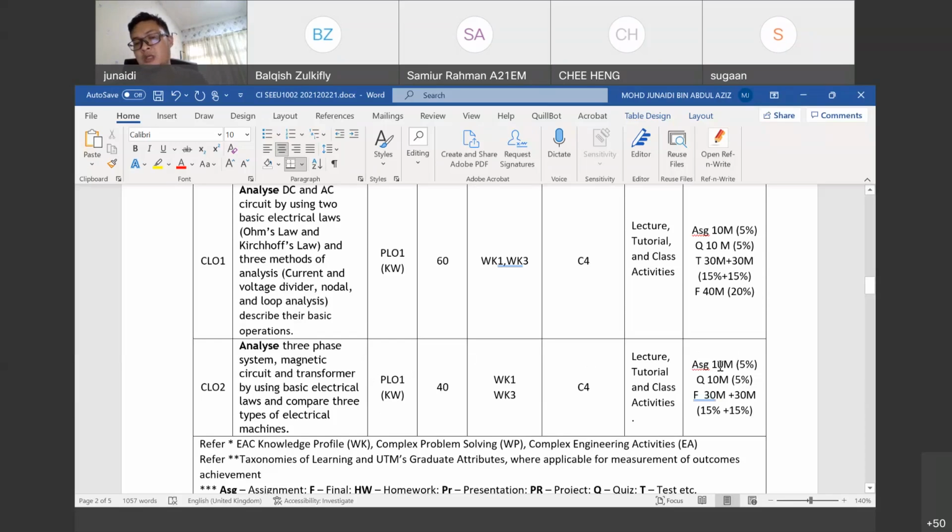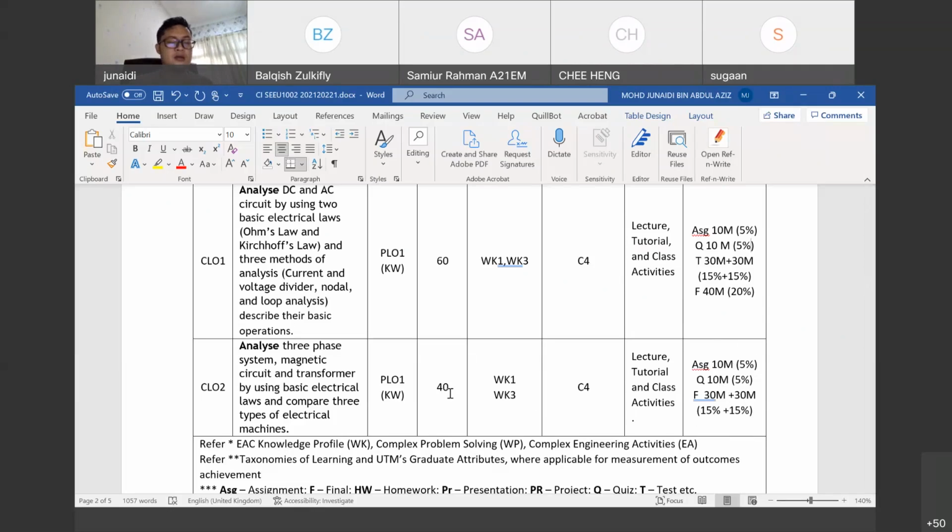For CLO2, the assessments are 10 marks, equivalent to 5%, for assignment 2, and then quiz carries 5%. The final exam is bigger: 30 plus 30, so 15% plus 15%, 30% goes to CLO2. CLO1 only has 20% in the final exam, and this is 30%, so you can see the weightage. This is because we will focus on CLO2 in the second half of your study.